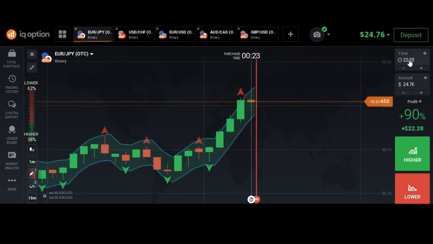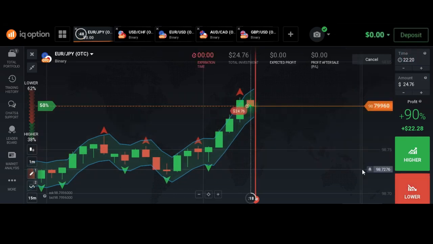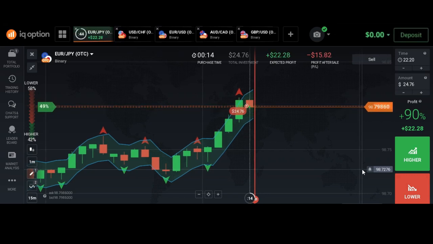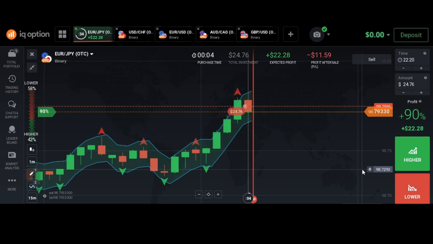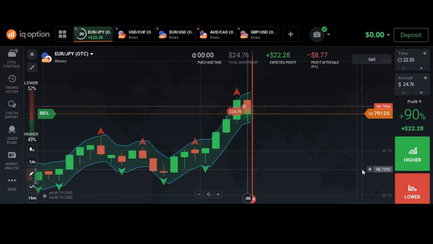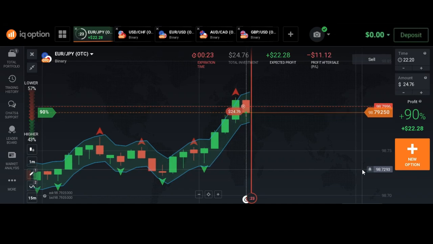The fractal reappeared in this currency pair, so I'm going to perform the operation. As you can see, the candles we use are 1 minute as well as the expiration time, to be simpler and not complicated. Let's try to bring the account to $3,000. What do you think? I believe we can.